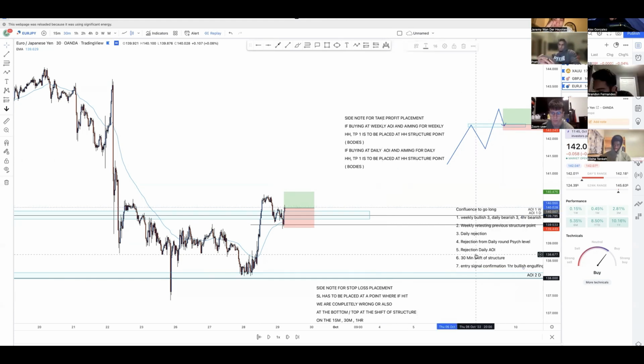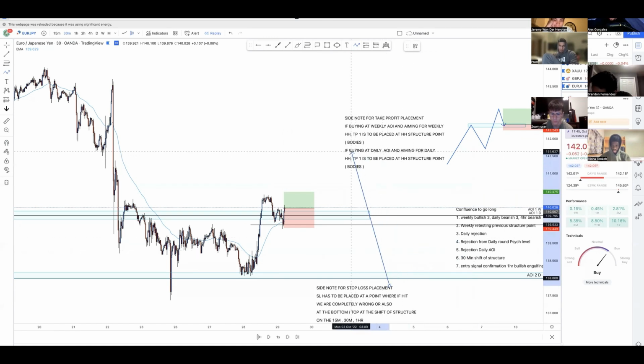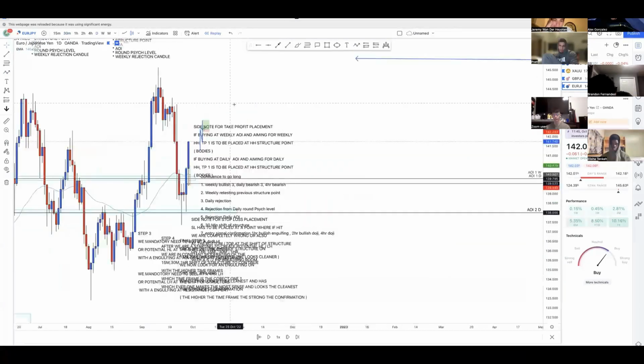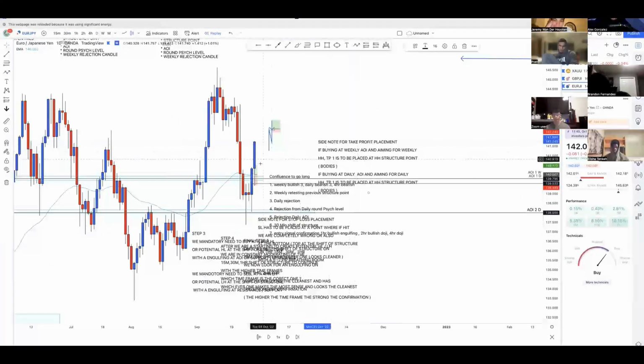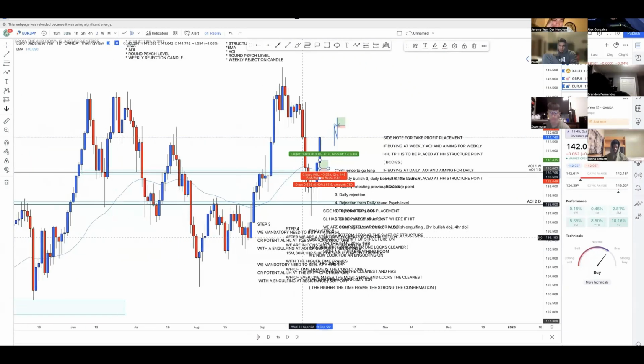Perfect. So for this example right here, what are we doing? We are rejecting a daily area of interest. If you notice, we are buying at a daily area of interest. That means I must set my take profit at a daily area of interest. This is giving me so much anxiety. We're going to fix it now.